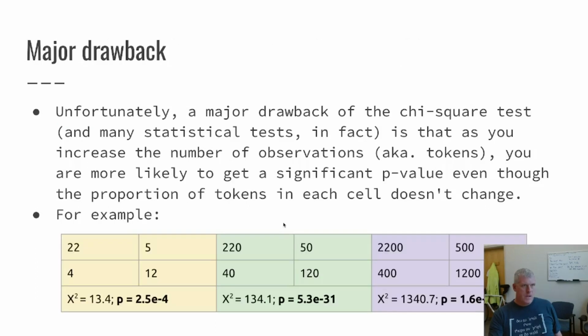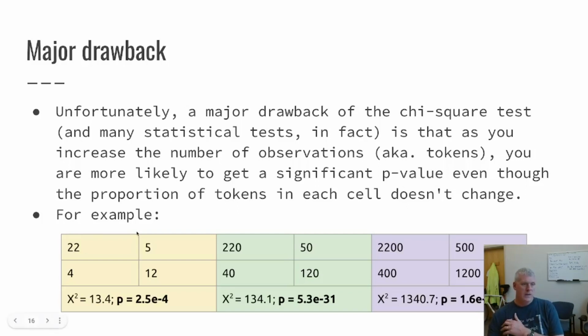Okay. So let me right away tell you there's a major drawback with the chi-square test. And this is actually the case with many statistical tests based on p-values: as you increase the number of observations, that is the number of tokens in your data set, you're more likely to get a significant p-value, even though the proportion of tokens in each cell doesn't change.